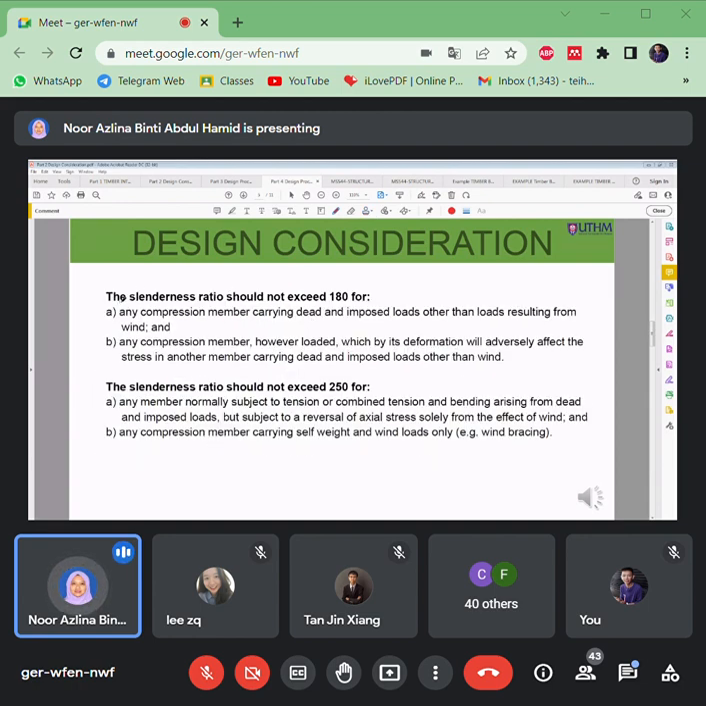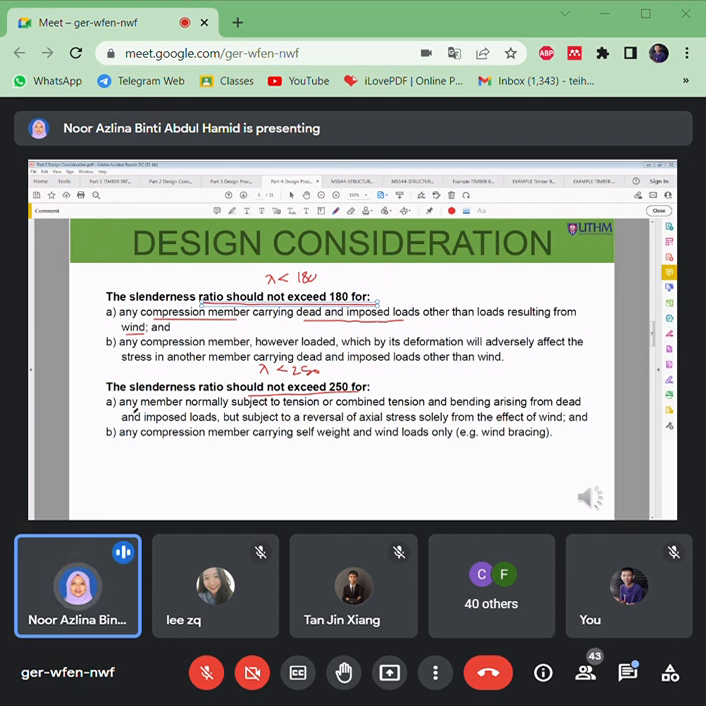The slenderness ratio has two considerations: it should not exceed 180, or it should not exceed 250. For slenderness ratio not exceeding 180, that applies to any compression member, any column carrying dead and imposed load, other than load resulting from the wind.